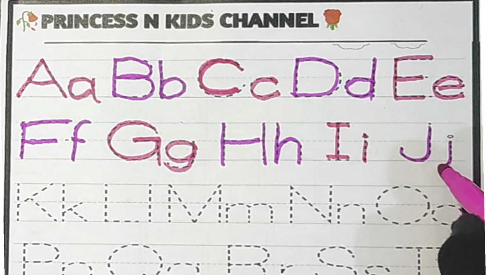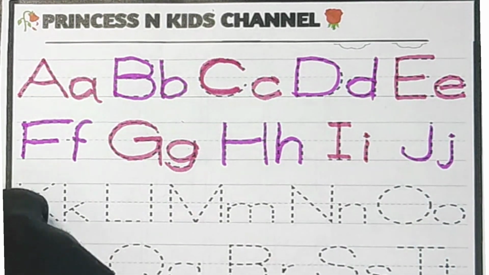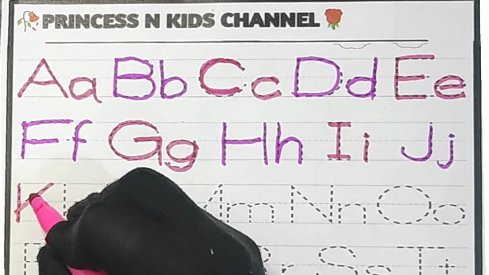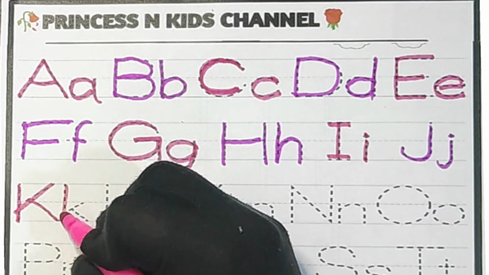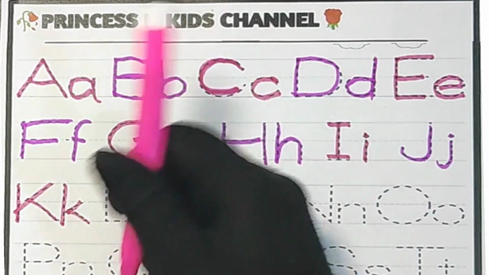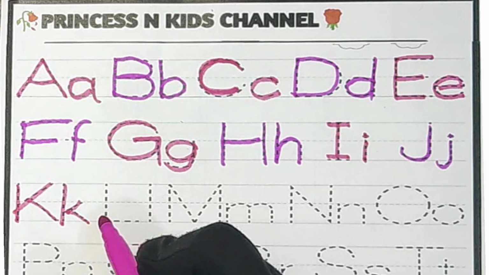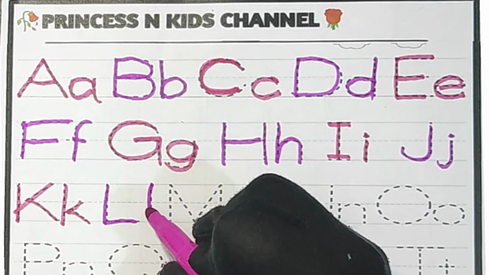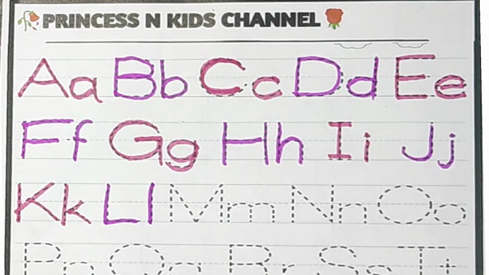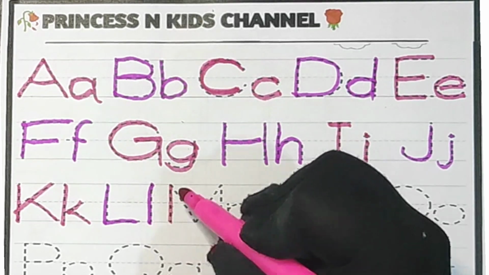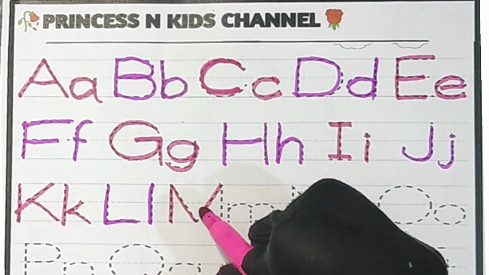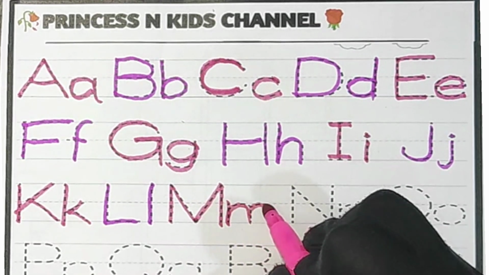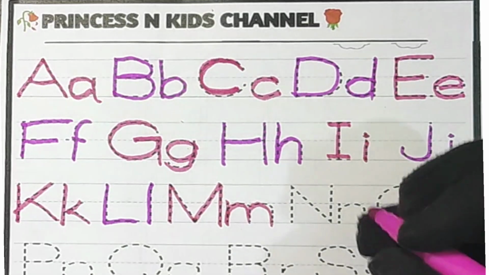J. J for joker. K. K for kite. L. L for lion. M. M for monkey.